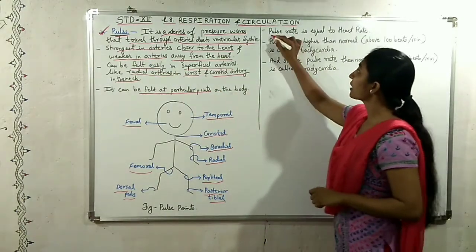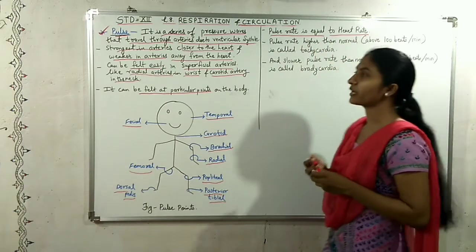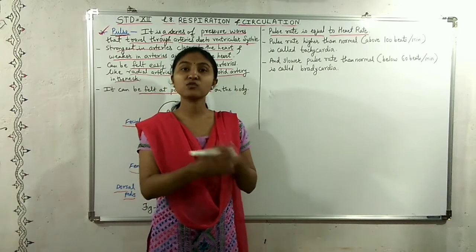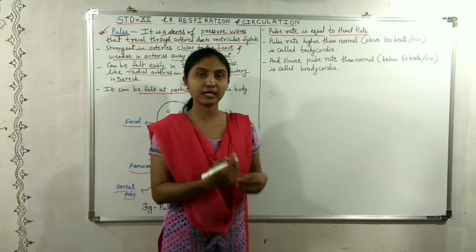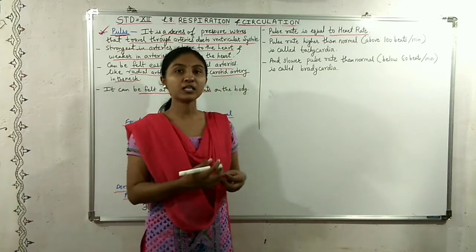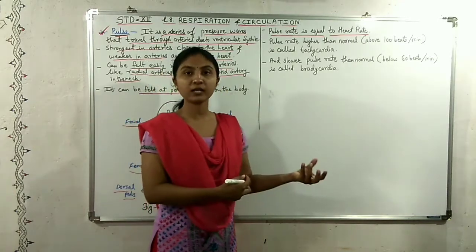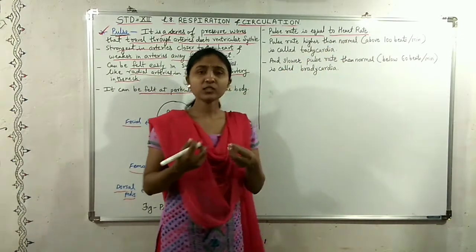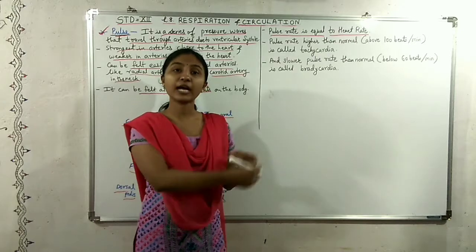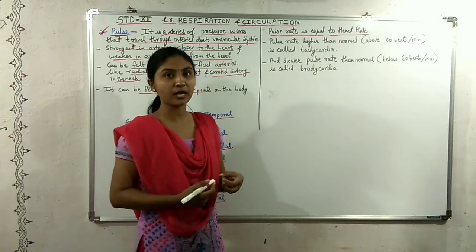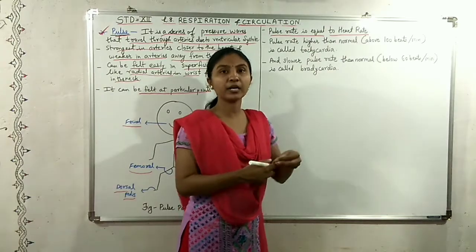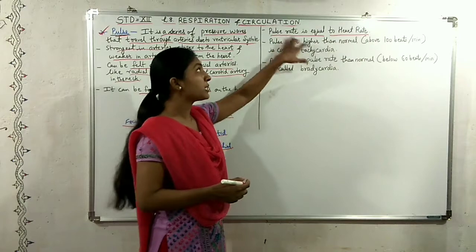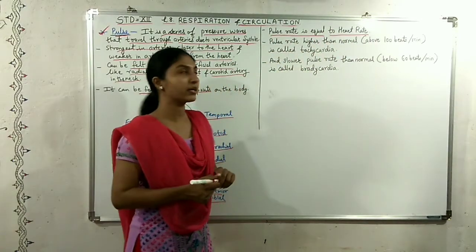Now the pulse rate is equal to the heart rate. Heart rate, we know, is when one contraction is followed by one relaxation. One systole followed by the diastole is one heartbeat. So in one minute, how many times does the heart beat? That is 72 times. That is the heart rate: how many times the heart beats per minute. So the pulse rate is equal to the heart rate.